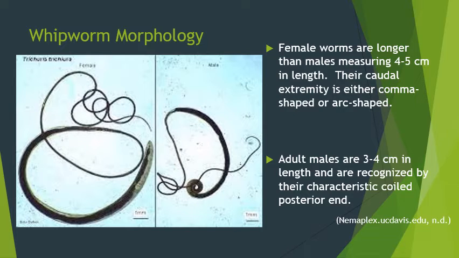Female worms are longer than males, measuring about 4 to 5 centimeters in length. Their whip is either comma-shaped or arc-shaped. The female worm can lay anywhere between 2,000 and 10,000 eggs per day. Adult males are 3 to 4 centimeters in length and are recognized by their characteristic coiled posterior end.